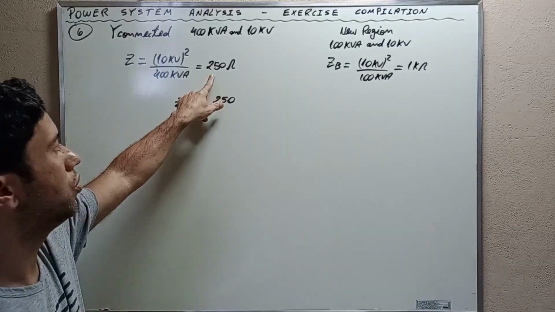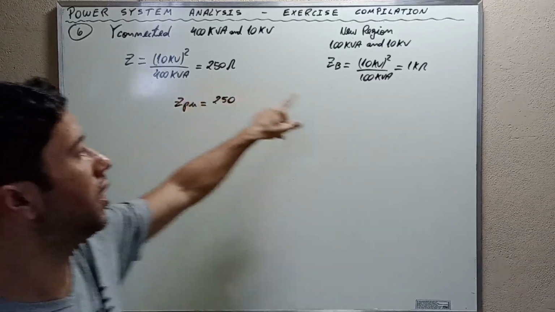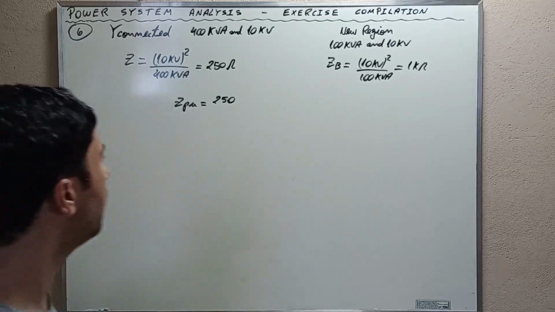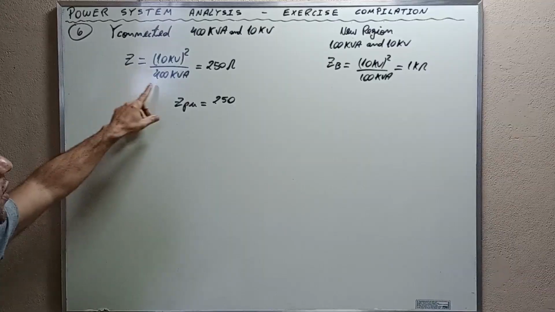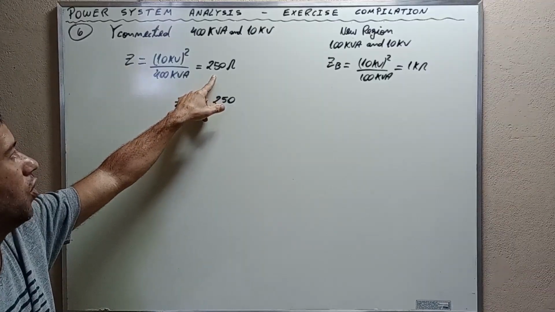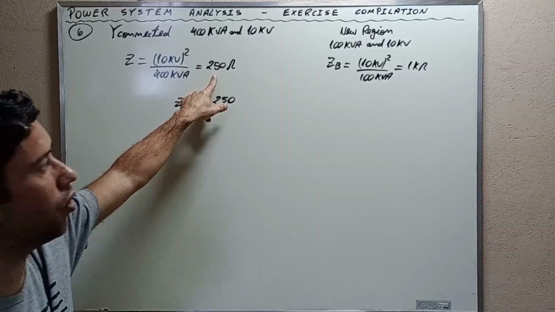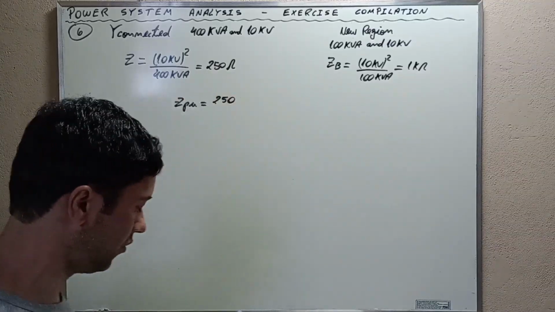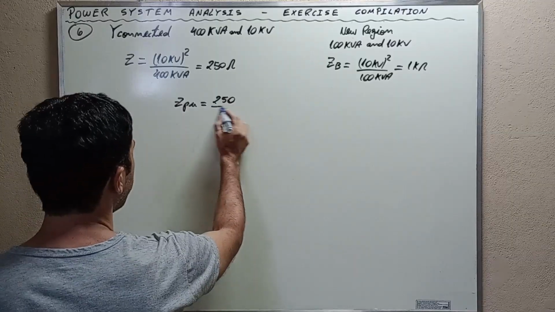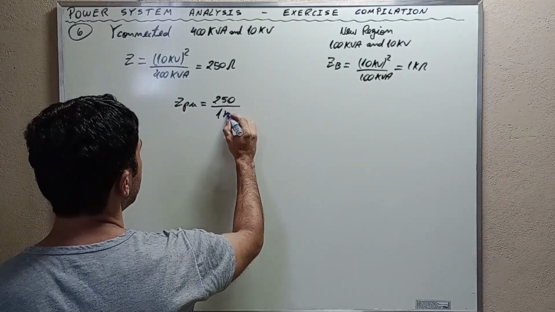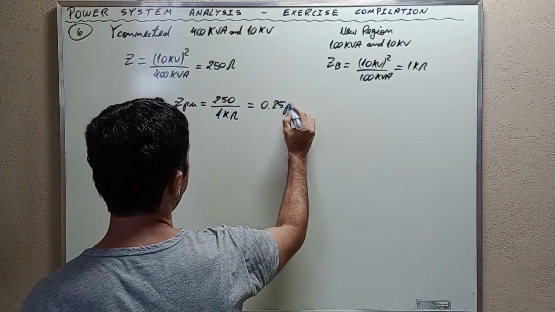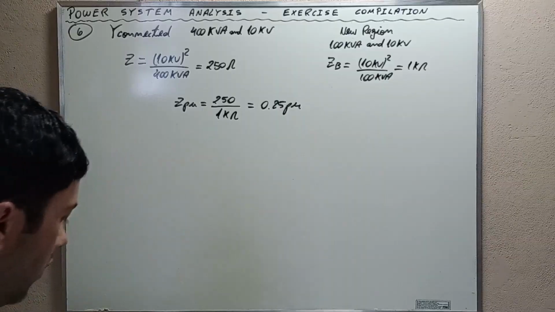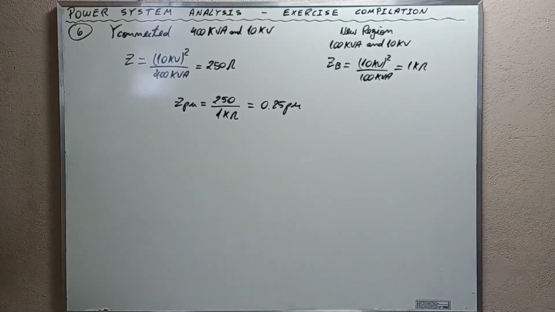This is 250 ohms and this is 1 kilo ohms, okay? We simply divide to calculate the value of this impedance in per unit. We simply divide the value of the impedance, 250 ohms, by the base impedance of the system, 1 k ohm, and then we find 0.25 per unit. Okay? The value of the impedance in per unit is 0.25 pu.